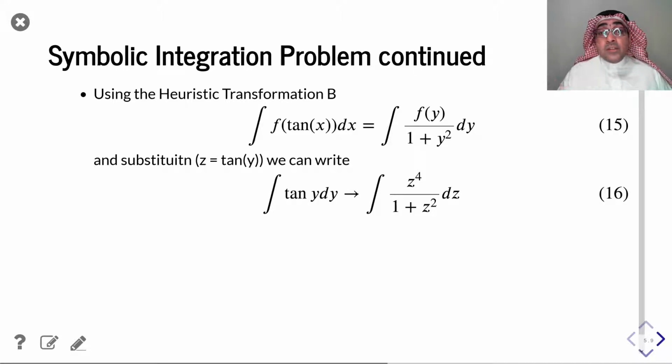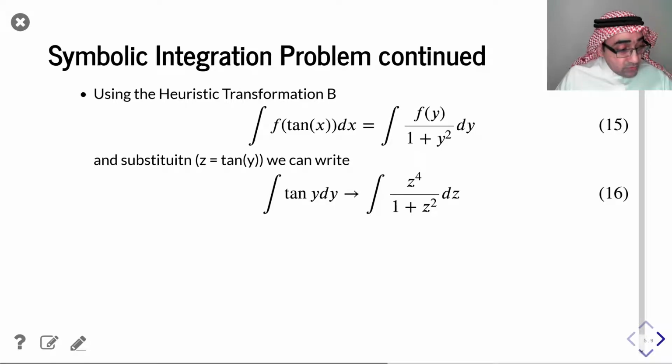I have to go to another heuristic transform, and I am going to be using the fact that integration of f of tan of x dx is equal to integration of f of y divided by 1 plus y squared dy, and I'm going to change from the trigonometric form back to the polynomial form. Okay, and if you do this and with some basic variable transformation, you can actually take the tan y dy and represent it using this integration. So it'll become the integration of z to the power of 4 divided by 1 plus z to the power of 2 dz. Okay, so now I have transformed the tan y.